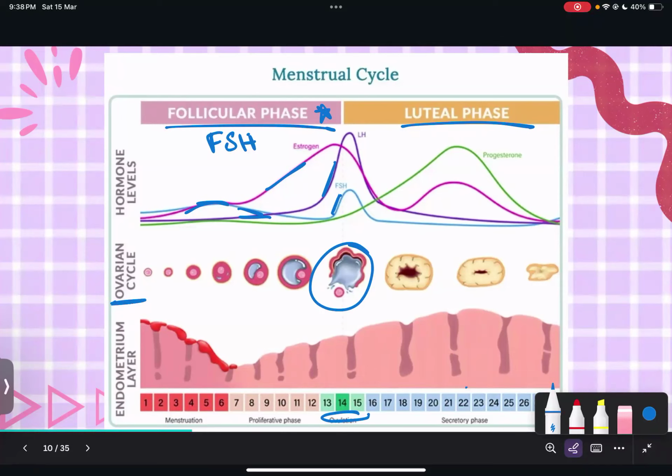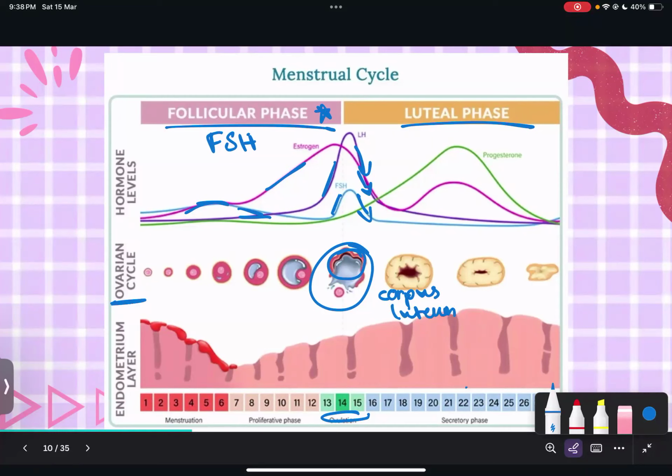Now we finished with the follicular phase. We're starting with the luteal phase. When the egg is released and the ovulation is done, as we said, LH, estrogen, and FSH all go down because they finished their job. The egg got ovulated. That's it. What does the body that was holding the egg turn into? We said corpus luteum.